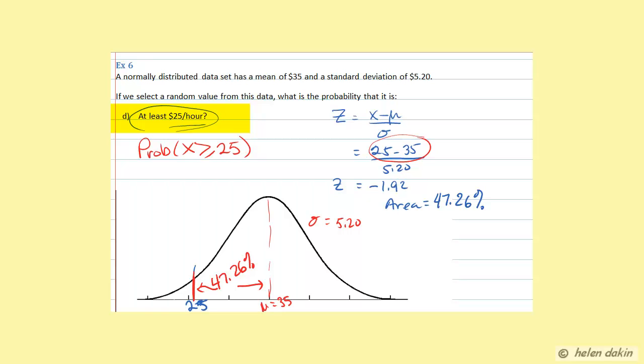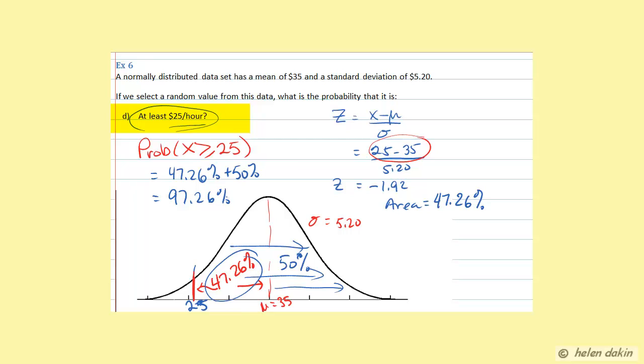And so what that means is that we need to know the area that's all to the right of that $25. So in other words, we need to take the 47% plus the 50% that's to the right of the mean. So that probability would be equal to 47.26% plus the 50%, which adds up to a total of 97.26%. So the probability that we draw a value that is at least $25 per hour will be 97.26%. And again, you should appreciate the importance of making a drawing so that you know whether you're dealing with values to the left or values to the right.